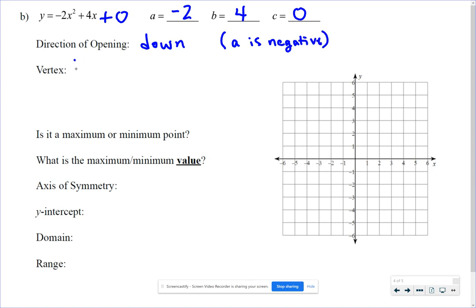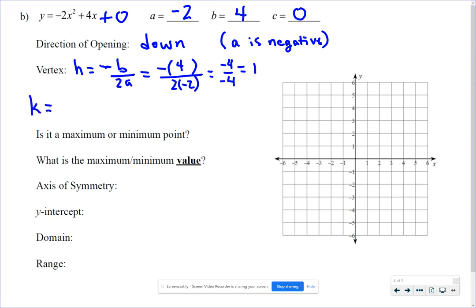The vertex is a point, so let's find the x-coordinate by using our little formula, h equals -b over 2a. So we'll plug in the b value and do the opposite. Oops, plugged in the wrong value. We need to plug in the 4 for the b and the -2 for the a, right? So we get -4 over -4, which is +1.